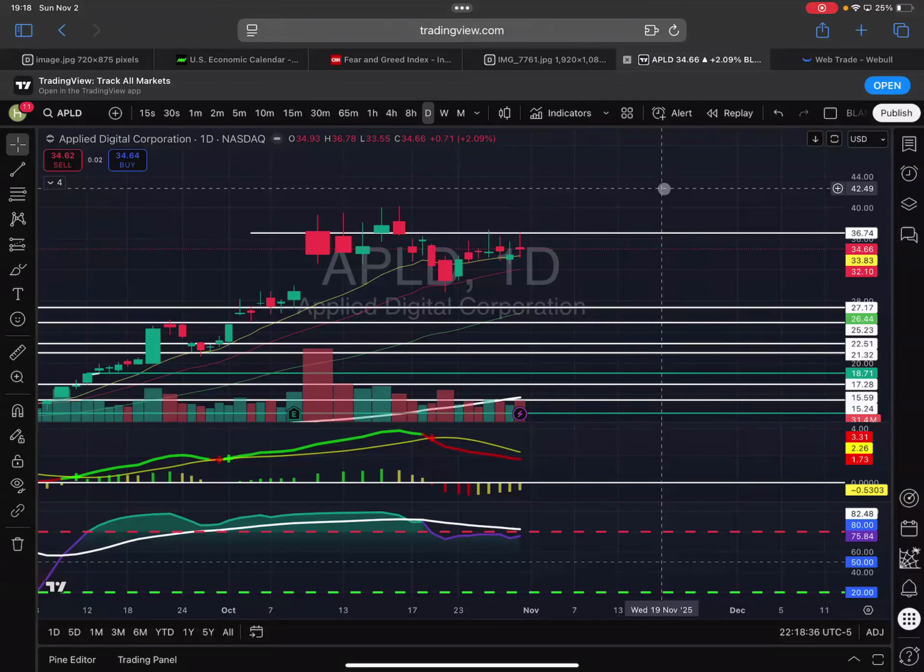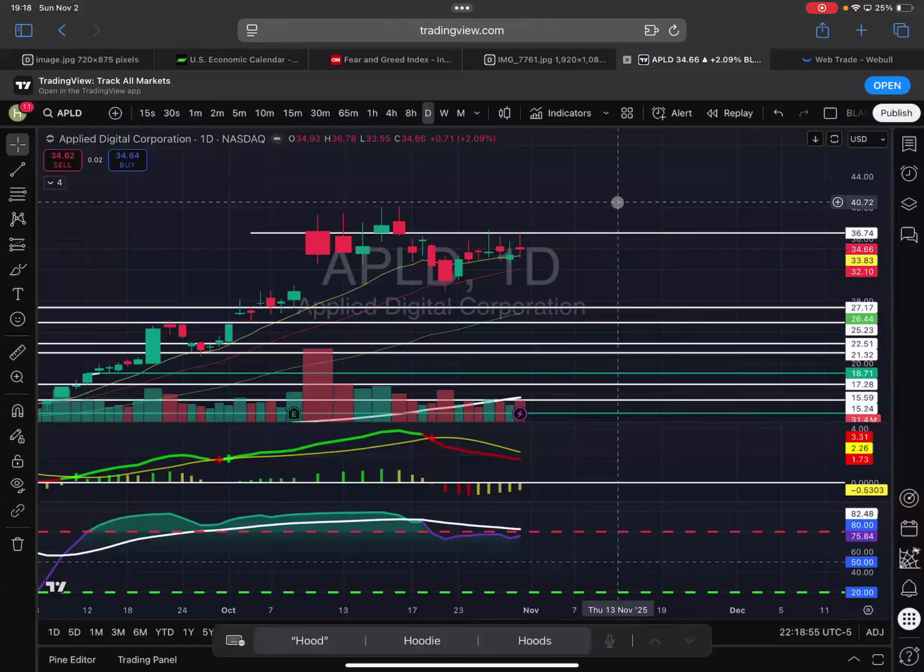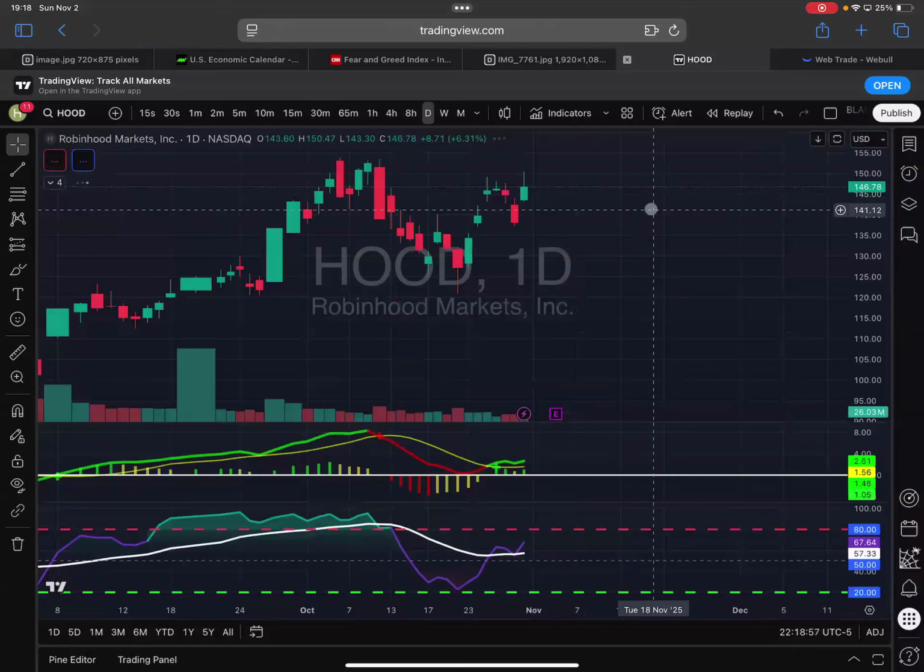I cannot tell you which way Hood will go, but I do see Hood doing good for earnings, and that's just my thoughts. I'm not always right, but I do see Hood doing good for earnings. But again, it's not always about whether it beats earnings. It's about what the CEO says, what the CFO says, and what guidance they put out. But Hood is another one to definitely have on your radar.